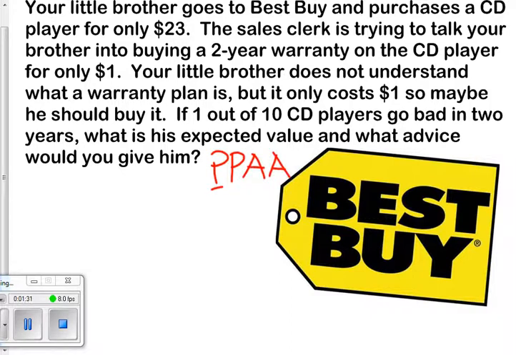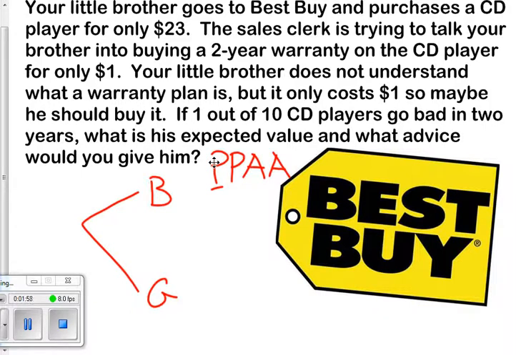So the first P is the possibilities. How many possibilities do we have? With this CD player, it can either go bad or it would be fine and not go bad, right? So let's first list our possibilities. It's either going to be bad or good. Bad means it breaks and you're going to have to use that warranty.